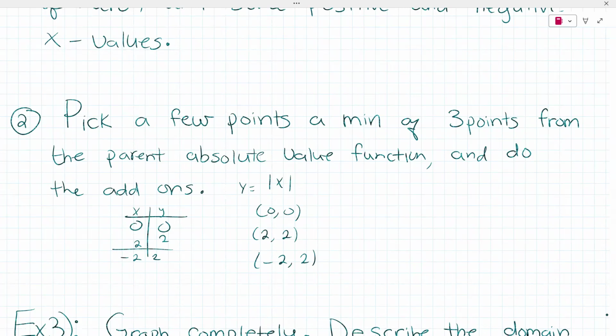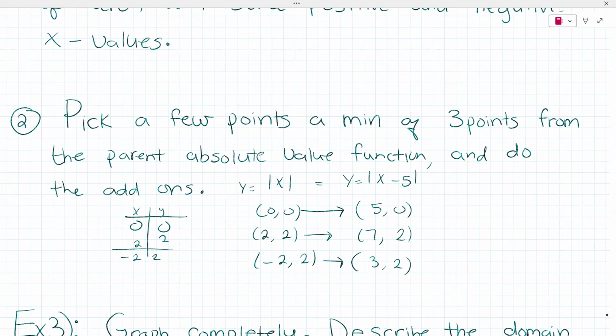So if you have a horizontal shift, for example, y equals absolute value of x minus 5, this means you shifted 5 units to the right. That means horizontal shift is related to your x coordinate. So what that means is you're going to add positive 5 to your x coordinates. So you're going to start from these 3 points and then do the add-on. So you're going to add 5 to the x, so that would be 5 comma 0. And then 2 comma 2 will now be 7 comma 2 because all I did was add 5 to the x. -2 comma 2, you add 5 to the x, so 5 minus 2 is 3.